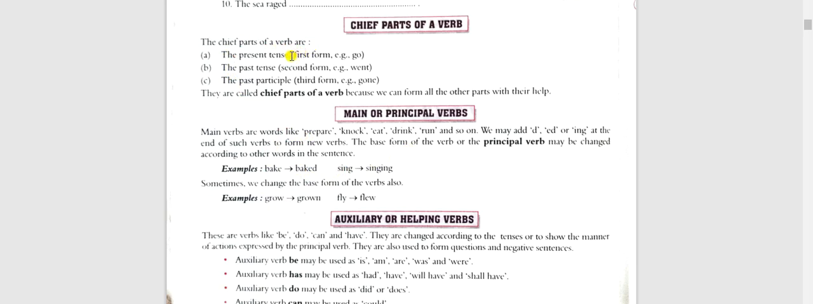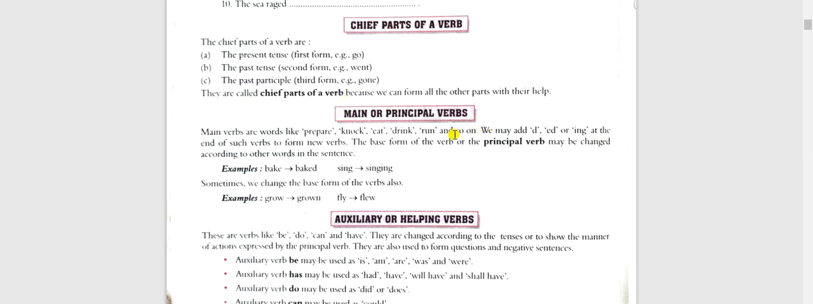All right, now the chief parts of a verb. The chief parts of a verb are: present tense, that is the first form of a verb. Hope you all are aware that the first form of a verb is usually the present tense, right? Go, sit, come, sing, talk, walk, dance. These are all the first form of the verb, and they always get used in the present tense, right? The past tense: the second form of the verb is the past tense. It tells you about the past form of the verb. Now, the past participle, that is the third form of the verb, say go, went, gone, right? Play, played, played; ask, asked, asked; talk, talked, talked, right?